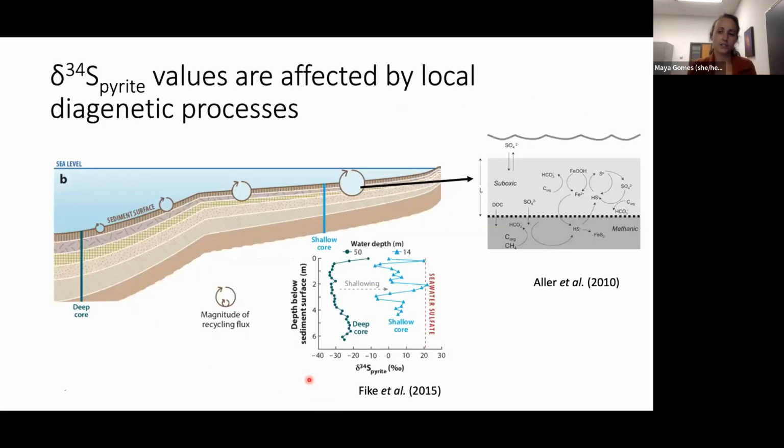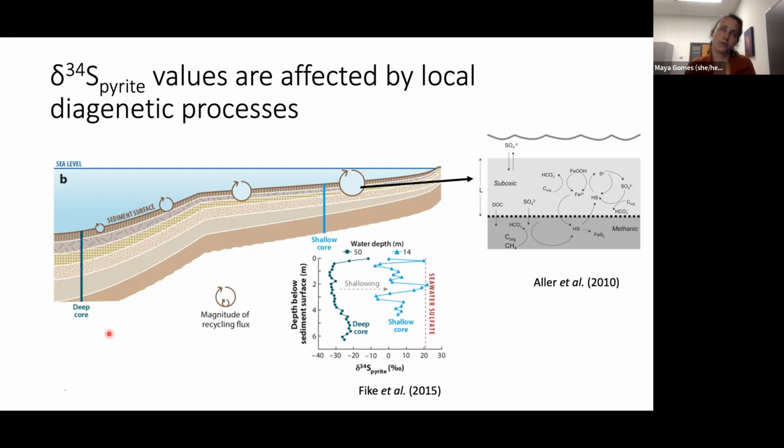Okay, so zooming out a little bit, we also need to consider that pyrite is affected by local diagenetic processes because pyrite is forming in the zone of sulfate reduction. So it really is recording local signals. And so what we can see is that along a deep to shallow gradient, we do see variation in sulfur isotope compositions of pyrite. And so in deep cores, in this example, we tend to find relatively low sulfur isotope compositions.